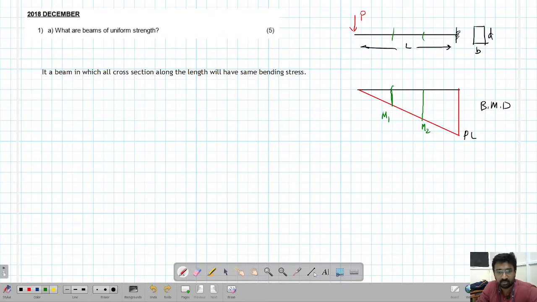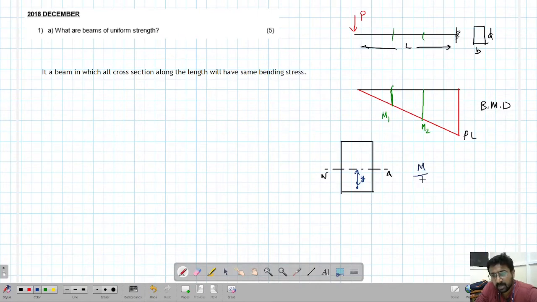Okay, so I'll draw the beam again. So this is a neutral axis. If you want to find stress at this point, what you do is find the distance of this point from the neutral axis. I'll call that y. Then you use the bending equation, M by I equal to sigma by y equal to E by R. So in this portion only we have to use.